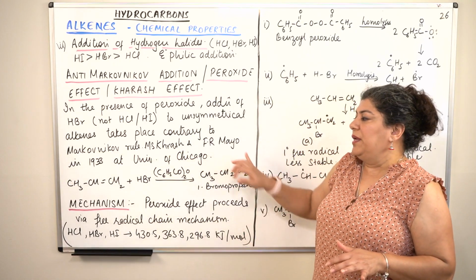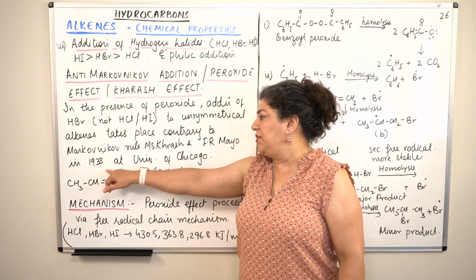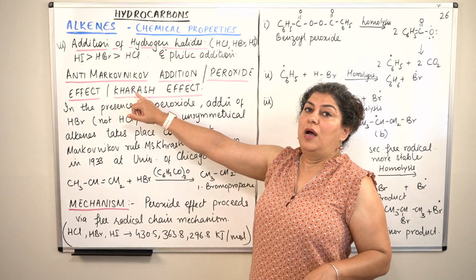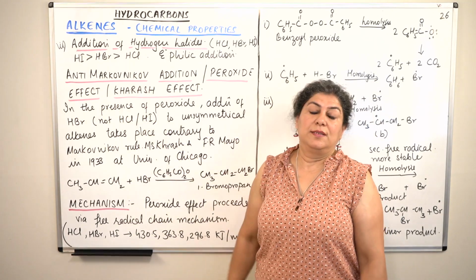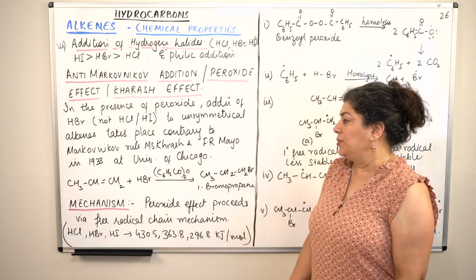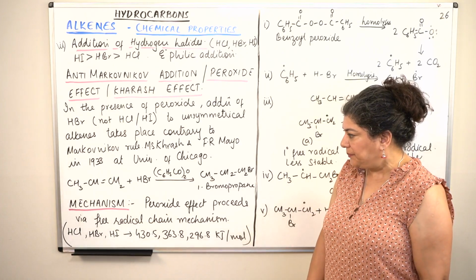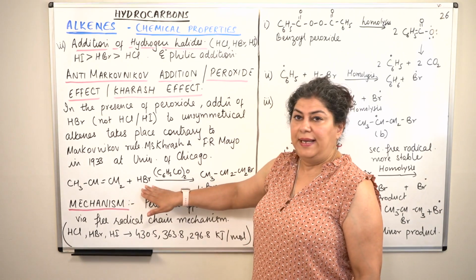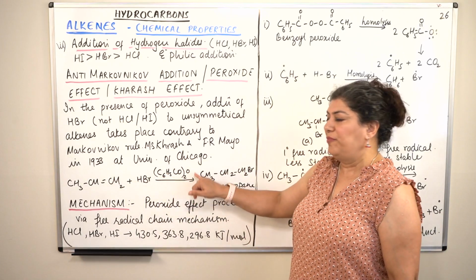M.S. Karash and F.R. Mayo were the two scientists in 1933 at the University of Chicago. They found this effect, and therefore it is also known after the name of one of these scientists, that is Karash. So it's called Karash effect. So this is propene, and you are adding HBr to propene in the presence of peroxide.